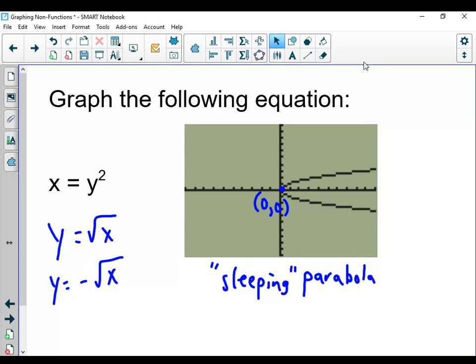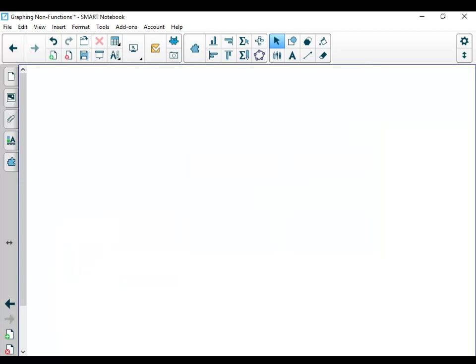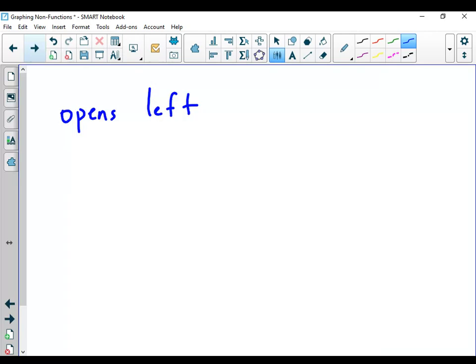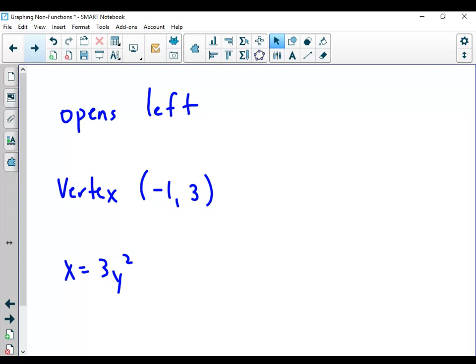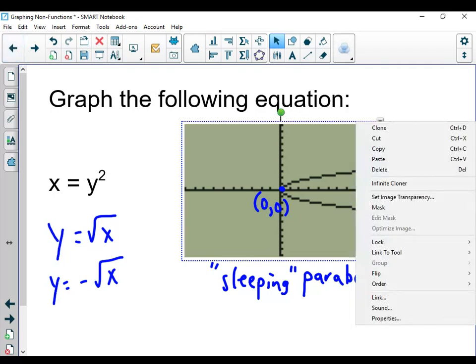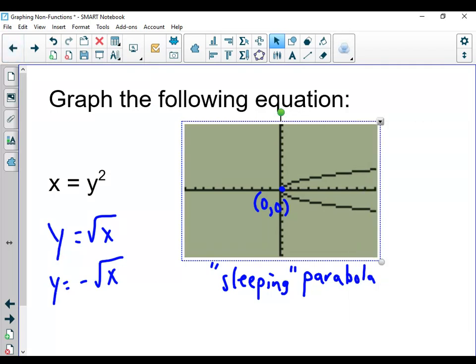So number 3. I get a negative y squared minus 1. That's negative 1.